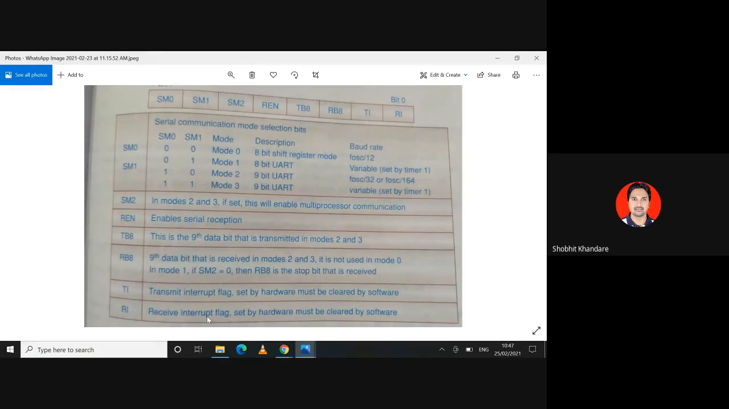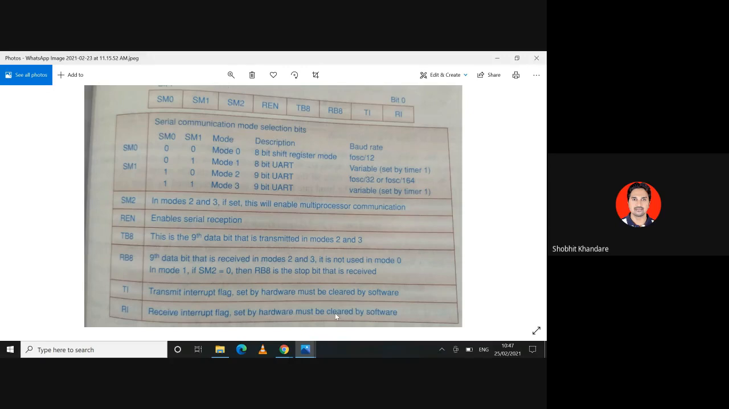Okay. Now this is set by hardware at the end of the 8th bit time. So it is set by hardware and it must be cleared by the software. तो ये जब 1 हो जाता है, इसको हमको क्लियर अगर करना है तो वो सॉफ्टवेयर के थ्रू ही करना है.